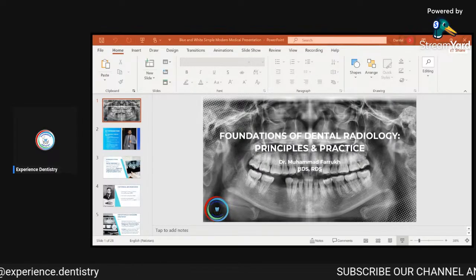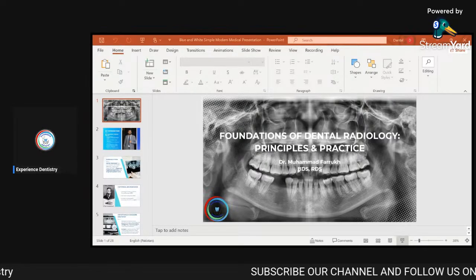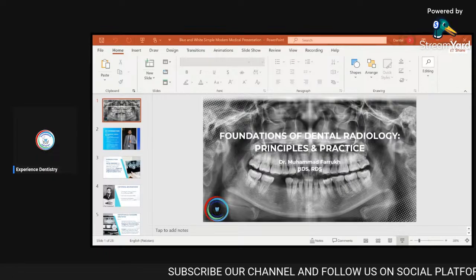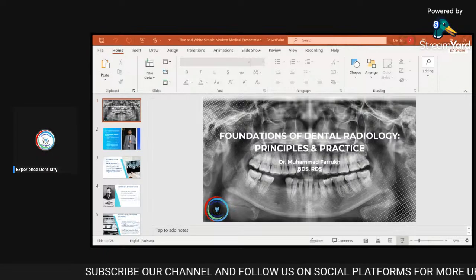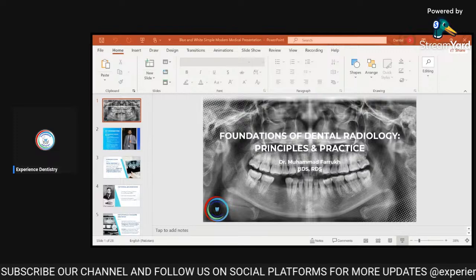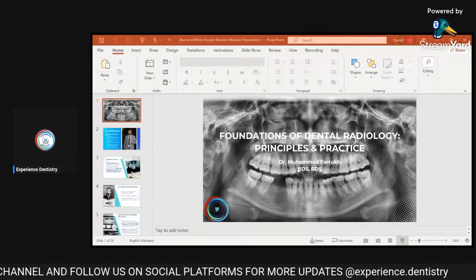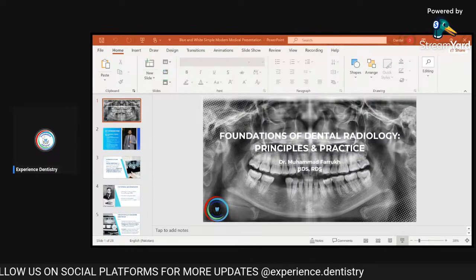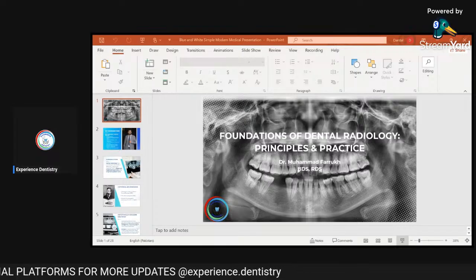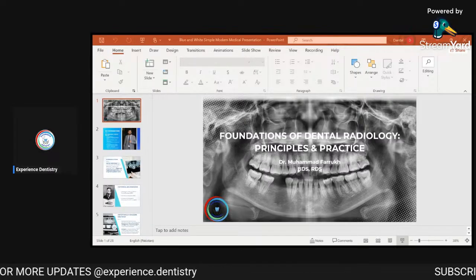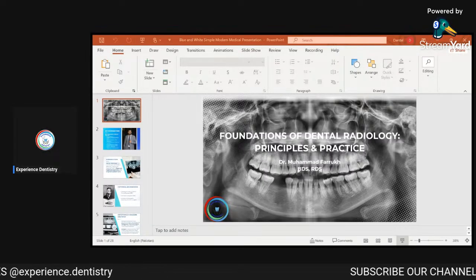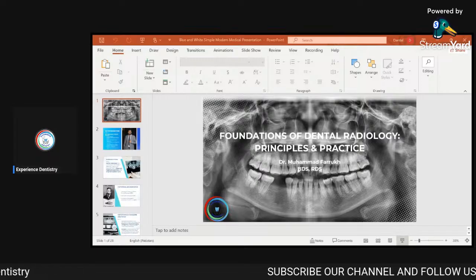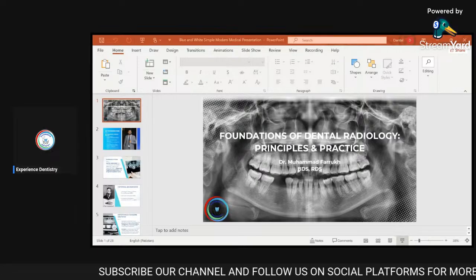So what key role is radiology playing in dentistry right now? It plays a key role in diagnosing hidden caries, periapical infections, cysts, and bone loss. We will discuss all these things one by one. It also plays a major role in treatment planning, especially in orthodontics and endodontics.